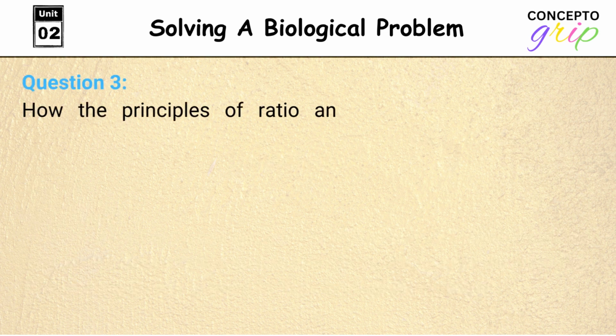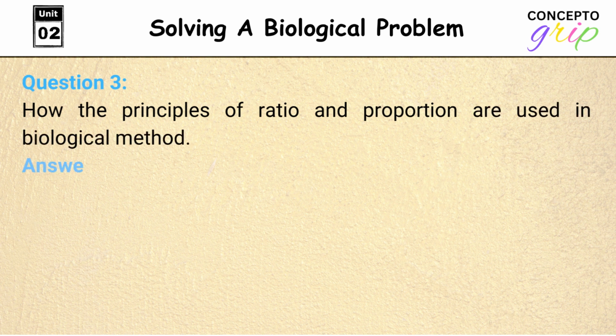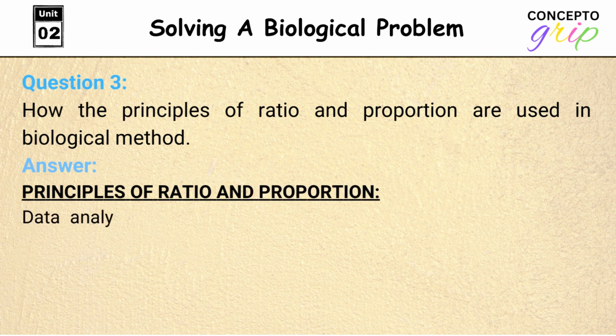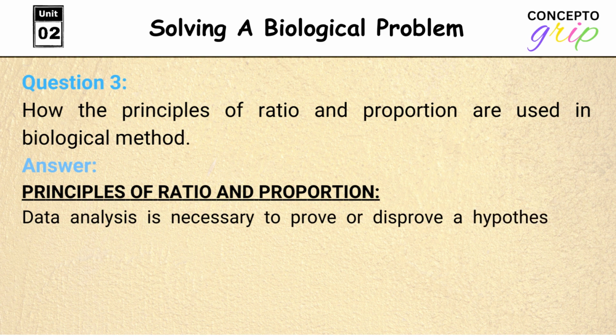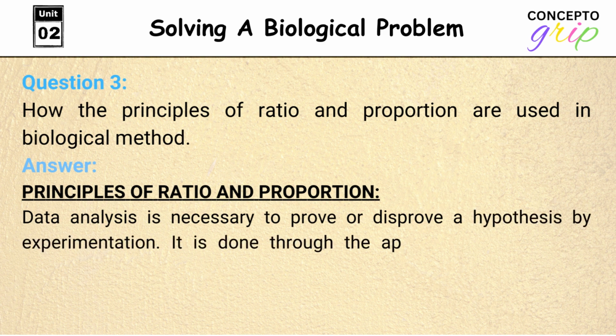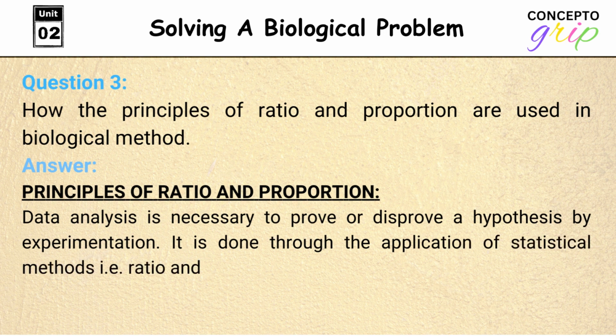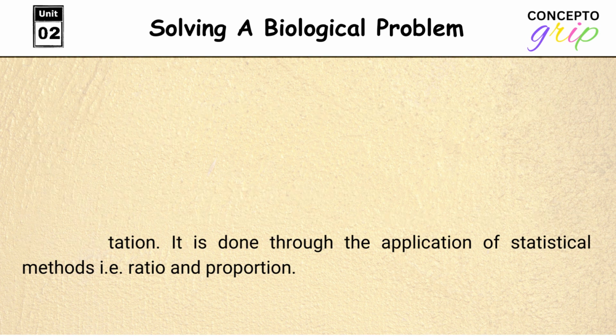Question number 3. How the principles of ratio and proportion are used in biological method? Answer. Principles of ratio and proportion. Data analysis is necessary to prove or disprove a hypothesis by experimentation. It is done through the application of statistical methods, that is, ratio and proportion.